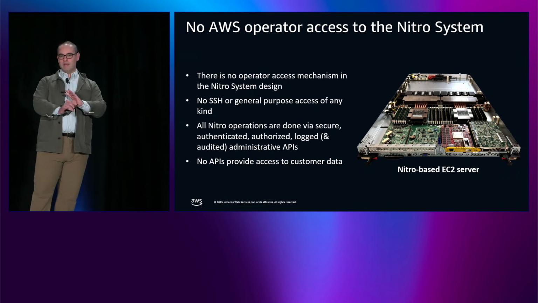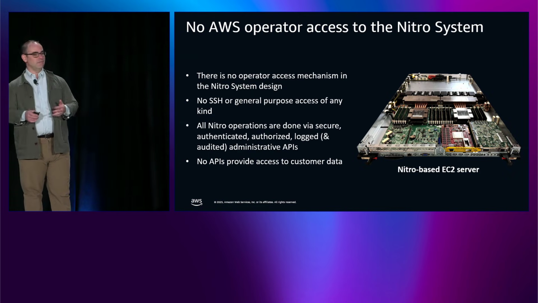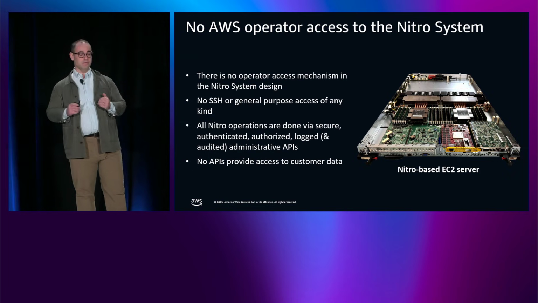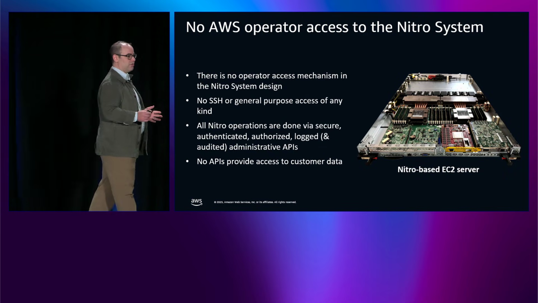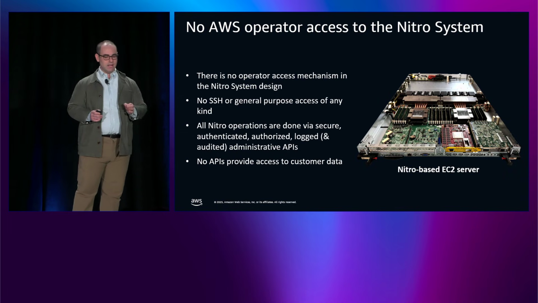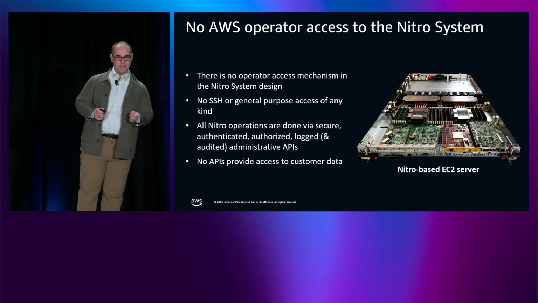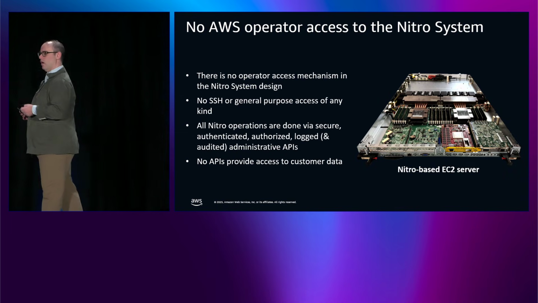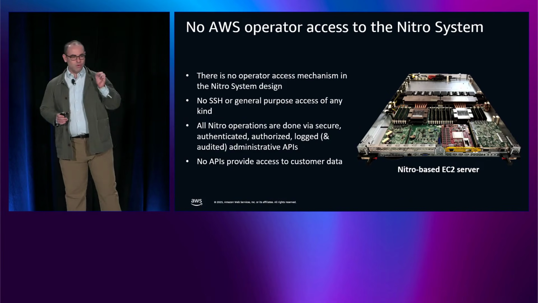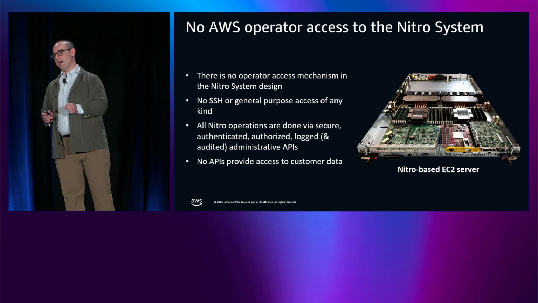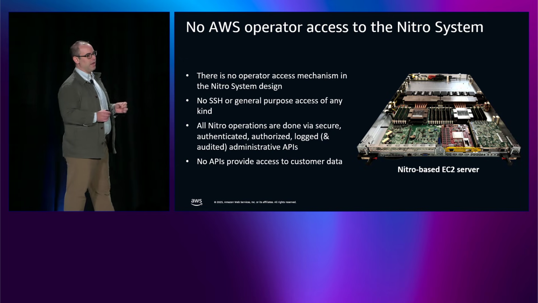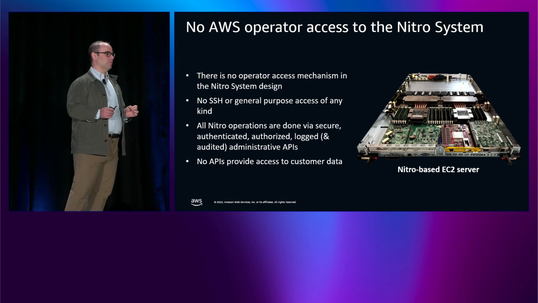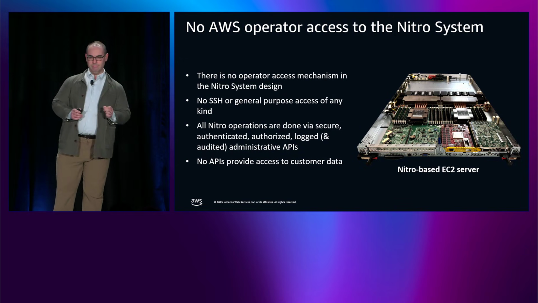There is no SSHing into an underlying EC2 virtualization server based on Nitro. Any type of external interaction is conducted through pre-validated, safe APIs that are authorized, authenticated, logged, and monitored. And critically, each one of these APIs is pre-validated to ensure that it is not possible for that API to provide access to customer instance memory.